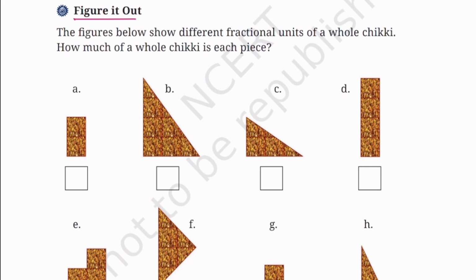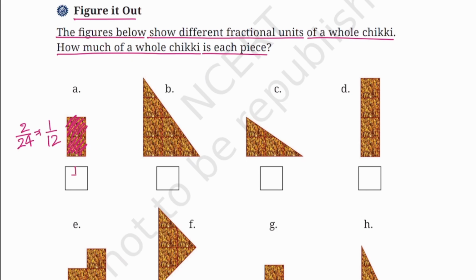Figure it out. The figures below show different fractional units of a whole chickpea. How much of a whole chickpea is each piece? You can see 2 pieces out of 24 pieces. So the fractional unit will be 1 upon 12.